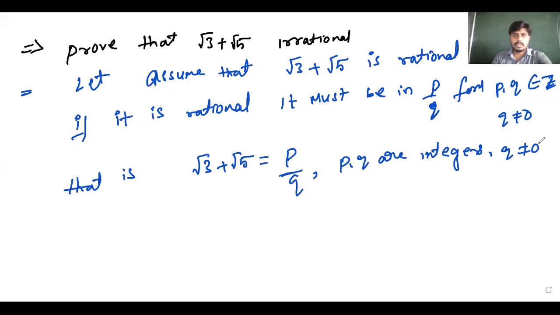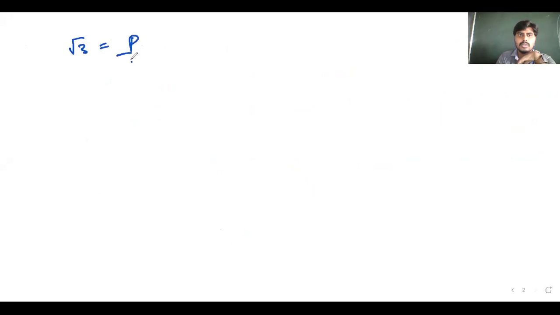See here, root 3 plus root 5 we have. Take any of the numbers, either root 3 or root 5, whatever your wish. But here I am taking root 5. I am transposing root 5 to the RHS side. What does it become? Root 3 is equal to p by q minus root 5. If you shift this root 5 to the RHS side, it becomes minus root 5, right? Root 3 is equal to p by q minus root 5.